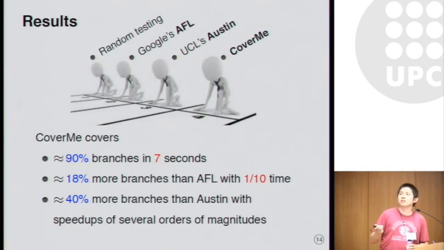This slide shows the empirical result. We test our approach, which is CoverMe, against traditional random testing and Google's well-known AFL fuzzer, and also UCL's Austin tool.